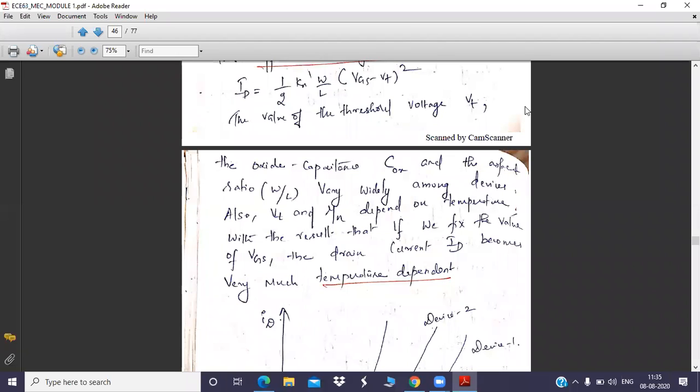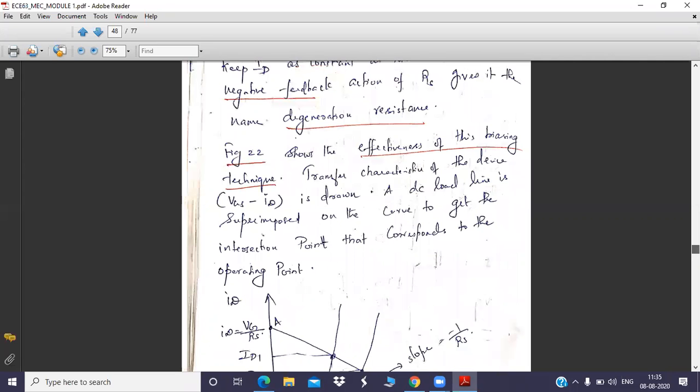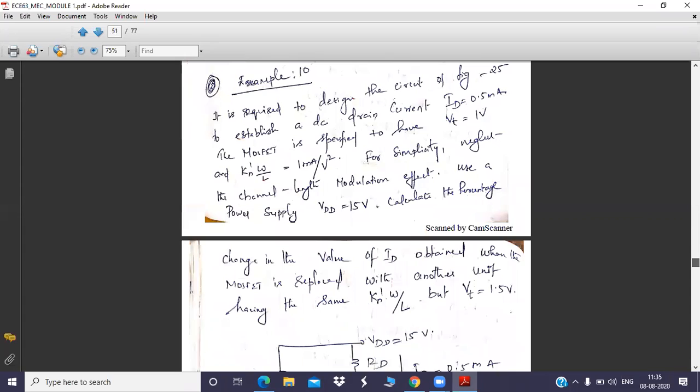So if temperature varies, you still need to fix this ID. It should not go beyond a permissible value. So for that only we have gone for the fourth biasing technique, by using a mirror circuit or constant current source circuit. I think you got the concept now. Now I will move to the last topic of this module, that is how amplification is done by using a MOSFET device.